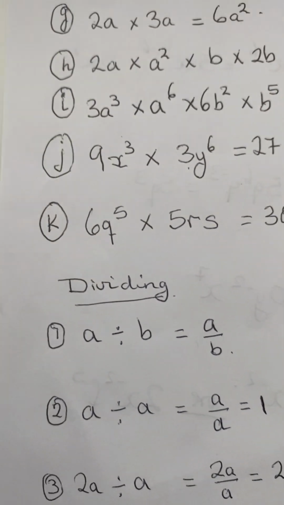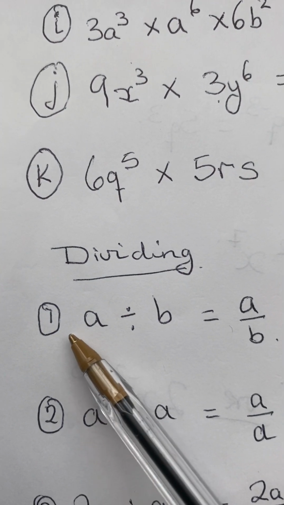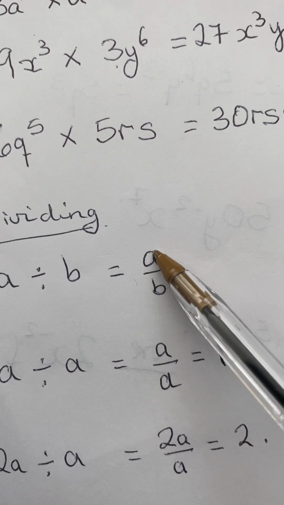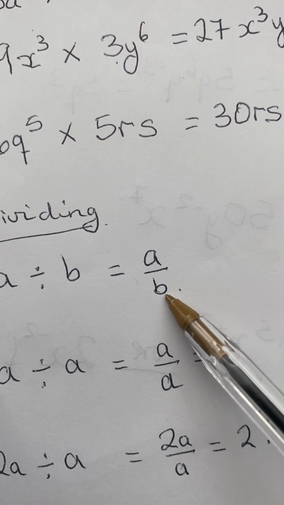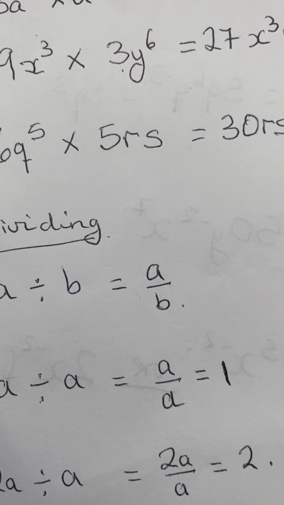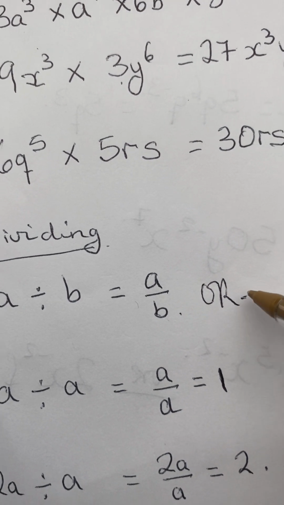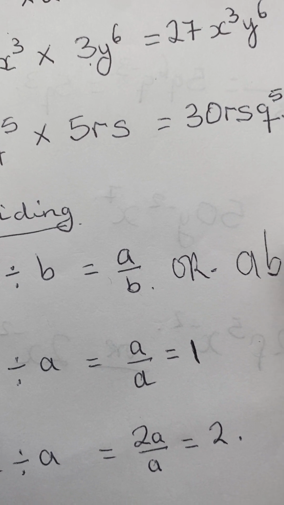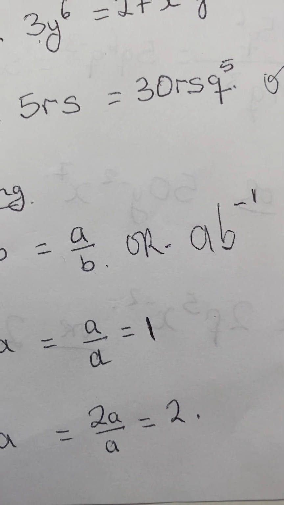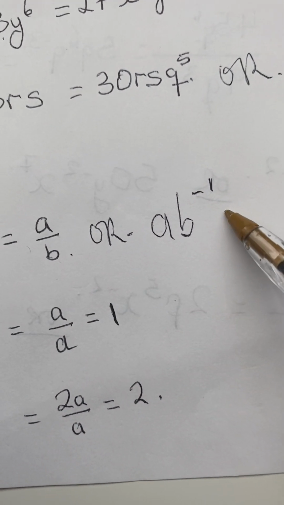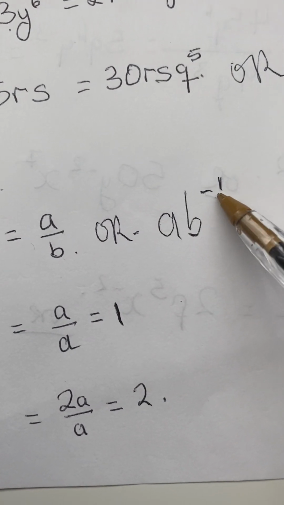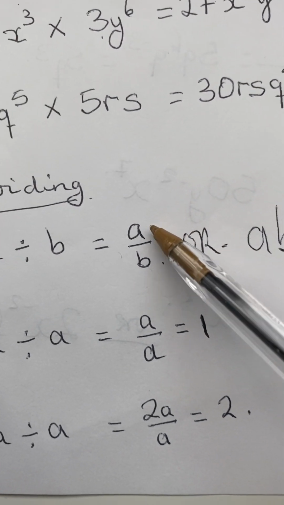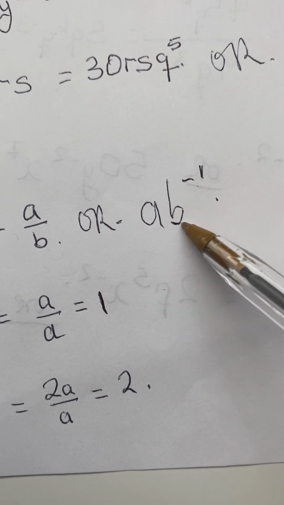Let's look at the division part. Our first division, a divided by b, is the same as a over b. I'll show you later. Or you can write it as, here b is b to the power 1, so you can write that as a b to the power minus 1. So you can write it this way or that way. I will explain this along the line, but I'm just showing that you can write it as a over b or a b to the power minus 1.